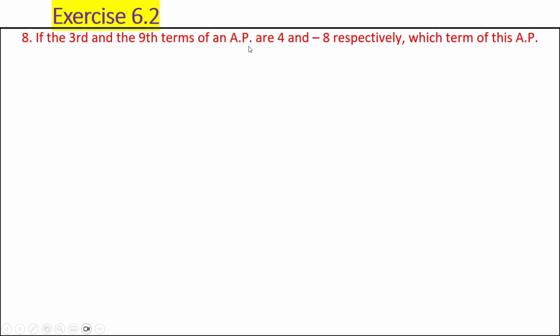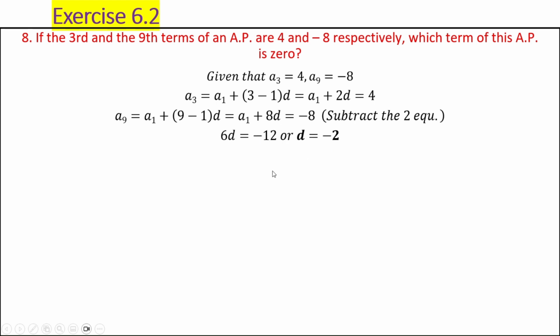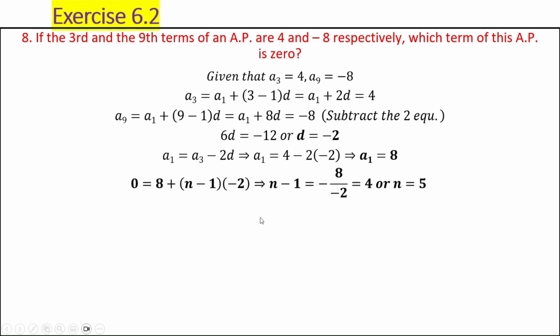If the third and ninth terms of an AP are 4 and minus 8 respectively, which term is 0? So given that A3 is 4, A9 is minus 8. So again you get two equations: A1 plus 2D equals 4 and A1 plus 8D equals minus 8. Subtract, and what you will get is D equals minus 2. Once you know D, then you can calculate the A1 value. A1 is 8. Okay, so we are trying to find out which term is 0. So 0 equals 8 plus n minus 1 into minus 2. So n is equal to 5. Okay, so the fifth term is 0.